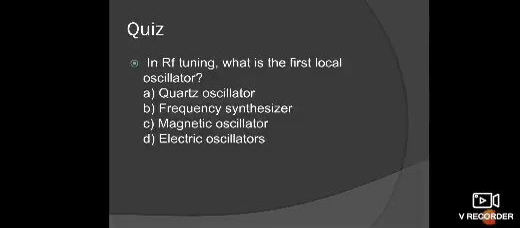And the next one is, in RF tuning, what is the first local oscillator? That means what type of oscillator are we going to use? The options are: the first is quartz oscillator, the second is frequency synthesizer, the third is magnetic oscillator, and the fourth is electric oscillator. So what is the answer? First of all, note this question.